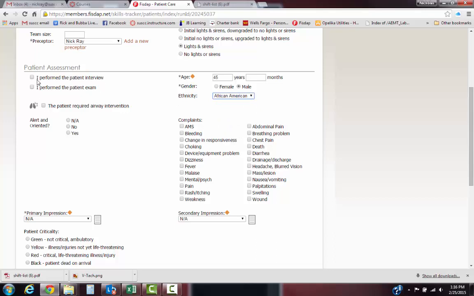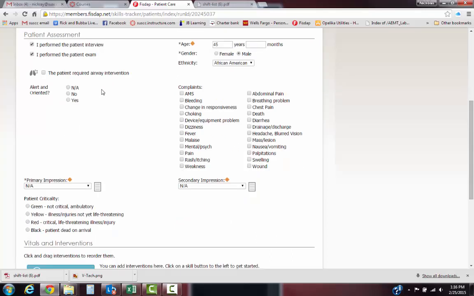Important, if you do assess this patient and you do skills on this patient, you should click I perform patient interview, I perform patient exam. That's the way that your competencies are going to be recorded in FISDAP. If you don't click on these, then this will be considered an observation only call.